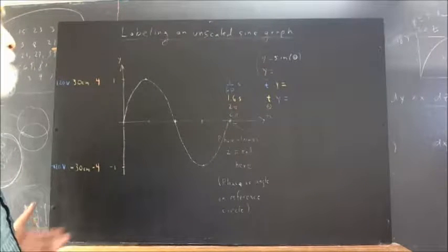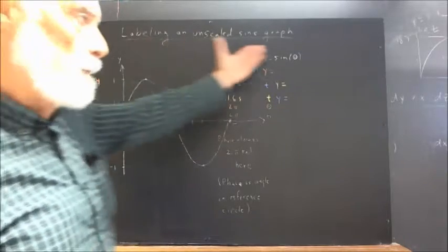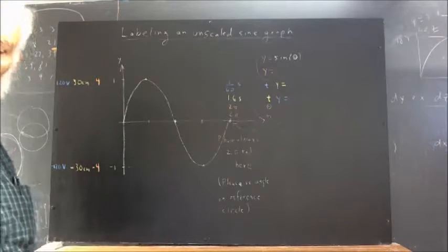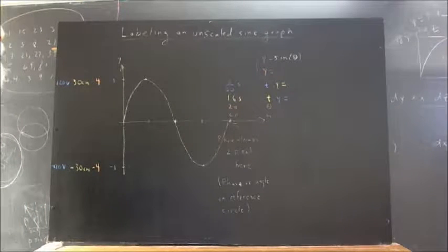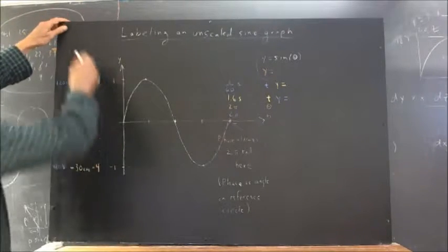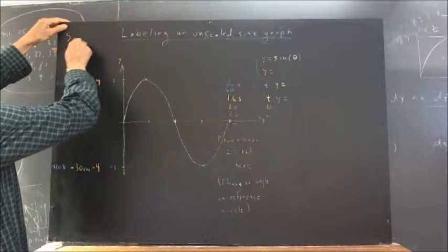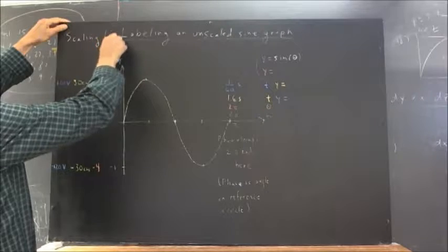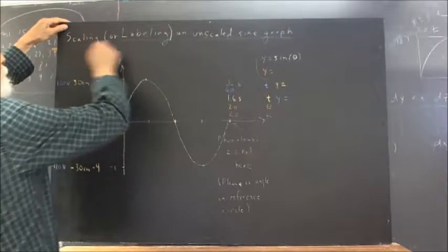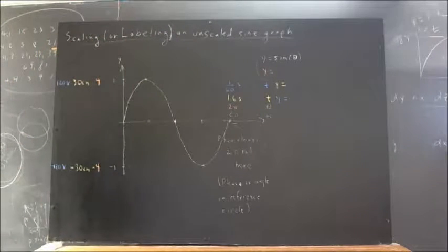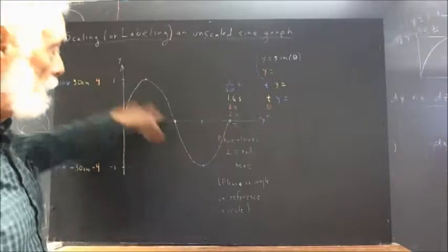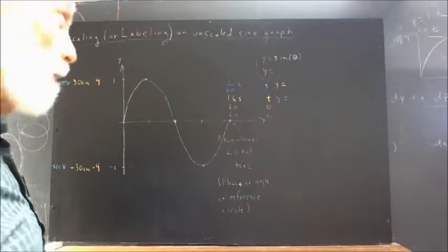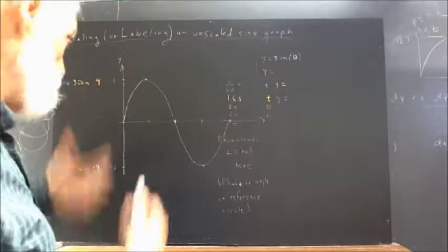We've seen how to construct an unlabeled and unscaled sine graph. So how do we scale it or label it? And I should say scaling or labeling, which really means the same thing. Unscaled sine graph. So here we have a sine graph. Now I've got some scales on it, but it was originally unscaled. And I want to put a scale on it.